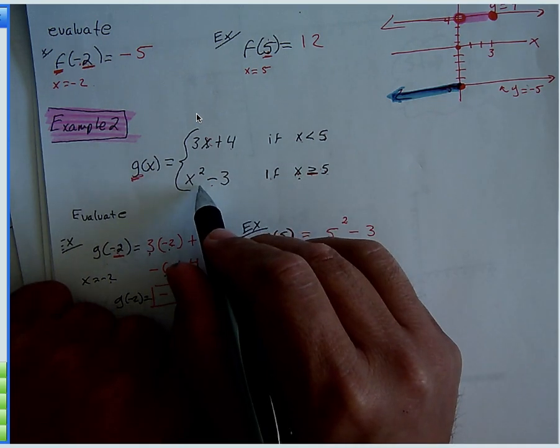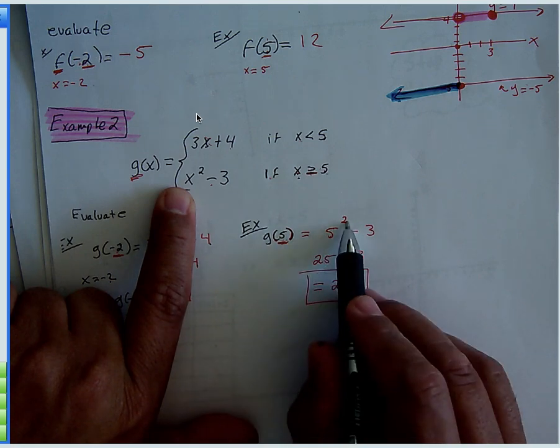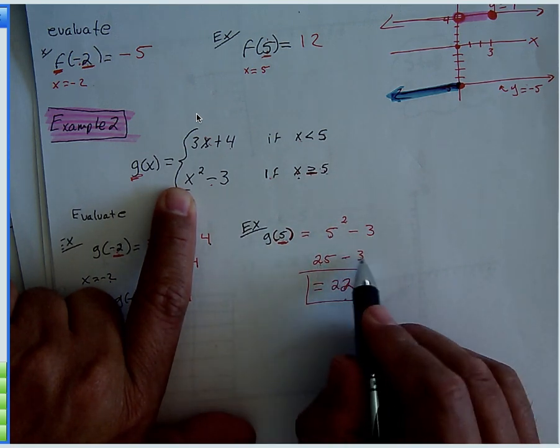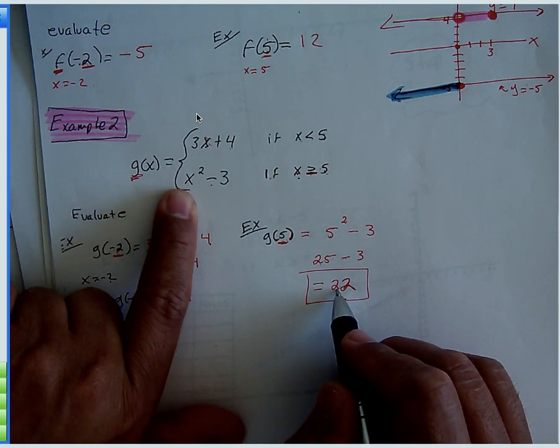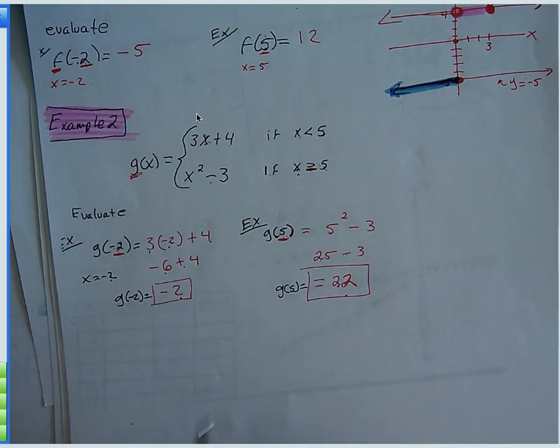So we're using this function now. So substitute 5 for x. So 5 squared minus 3. 5 squared is 25, minus 3 would be 22. So g of 5 equals 22. And that's how you do it.